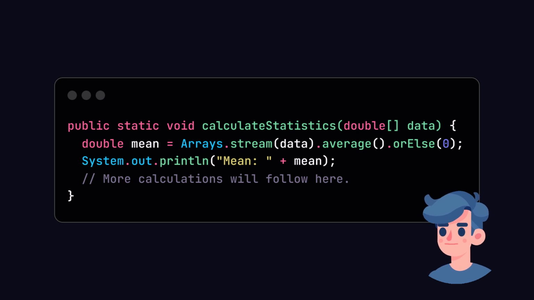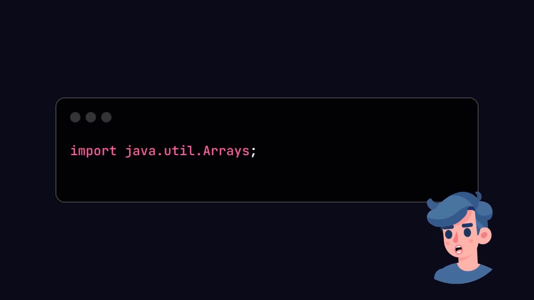The next step is to calculate basic statistics such as the mean, median, and standard deviation of this dataset. Let's create a method called calculateStatistics to handle this. We can use Java streams to calculate the mean easily. Let's not forget to import the arrays at the top of our Java file.